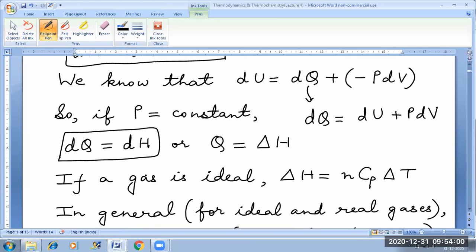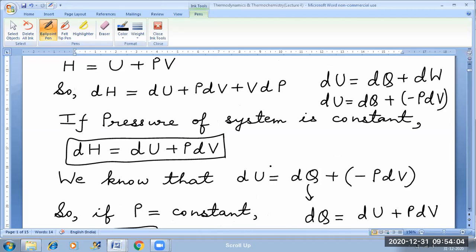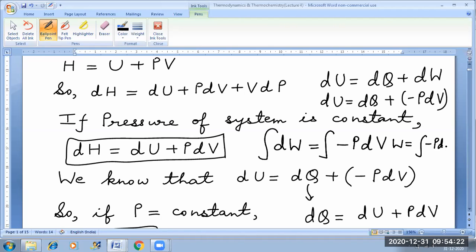Sir, here why have you written minus PdV? Work done, na? dW is minus PdV. The formula for dW is equal to minus PdV. This is a value, no? Oh, okay. That is why if you integrate on both sides, you get W is equal to minus integral of PdV. Okay, sir.